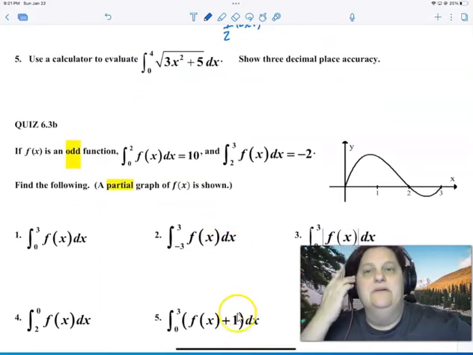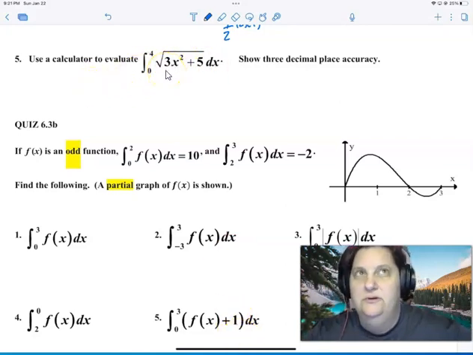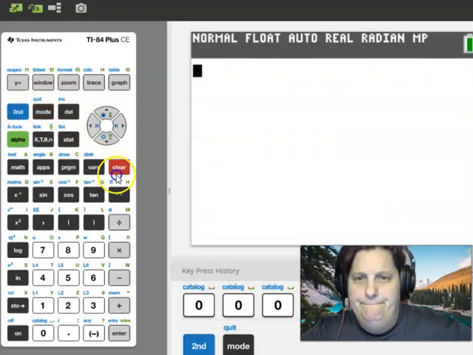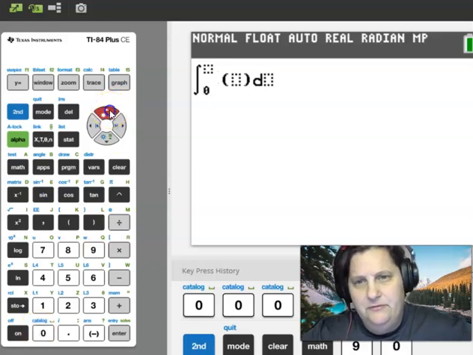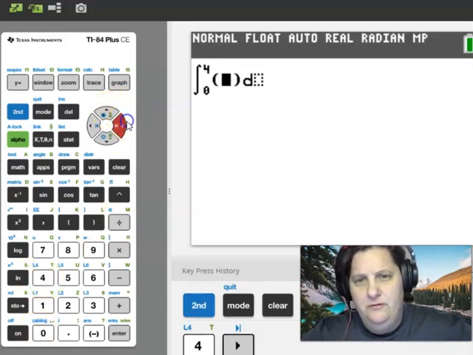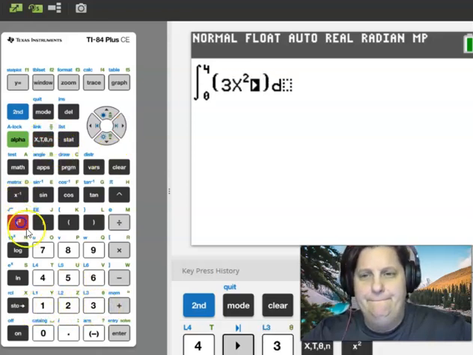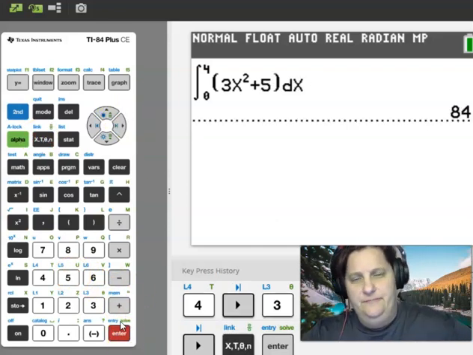And then finally I have a calculator question, because this is something that we can't do. There are no integral rules that I can think of right off the bat that we can do that, so we got to do it on the calculator. Okay, so we go Math 9. What was this? 0 to 4. And we're putting in 3x squared plus 5 dx. All right.